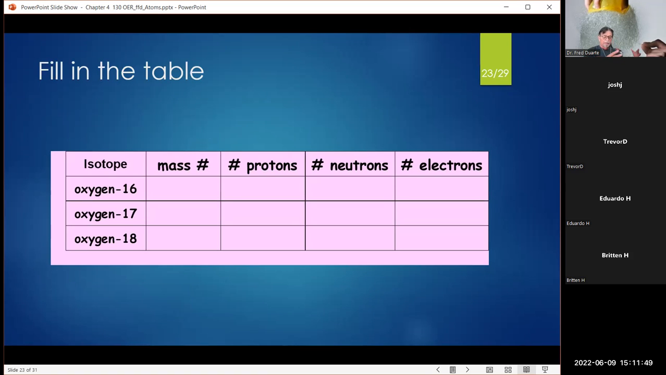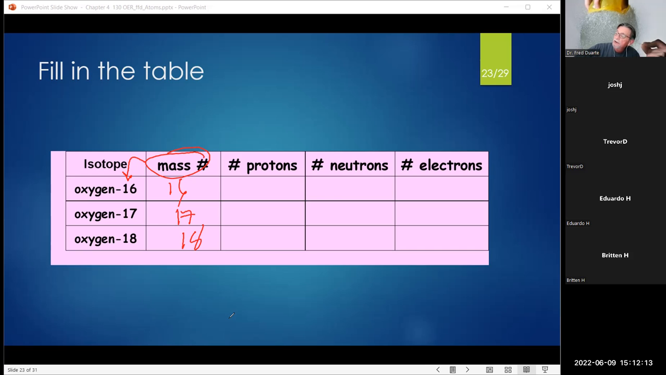Okay, so you have a table here, and you say oxygen 16, 17, and 18. Well, they're asking to fill in the mass number. Well, guess what? When they do that, that is that number. So it's simply 16, 17, and 18.